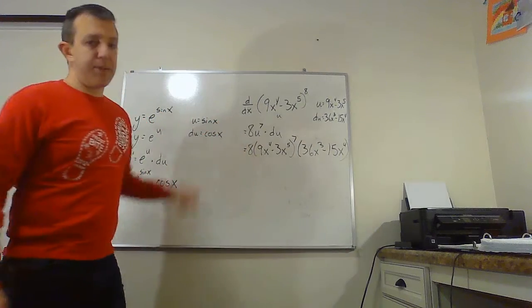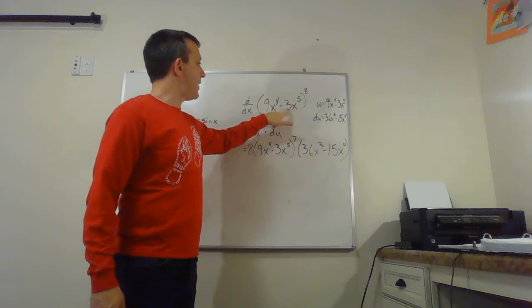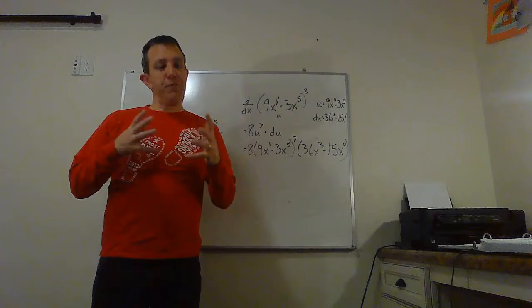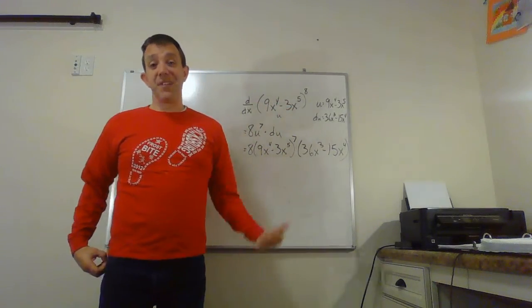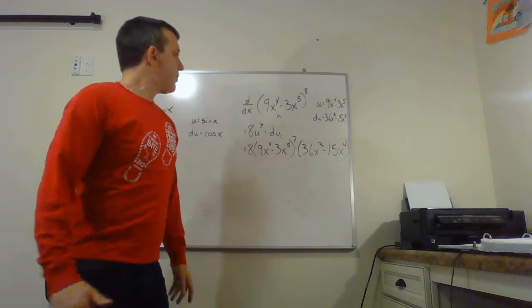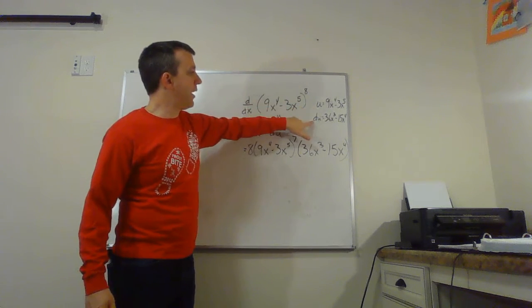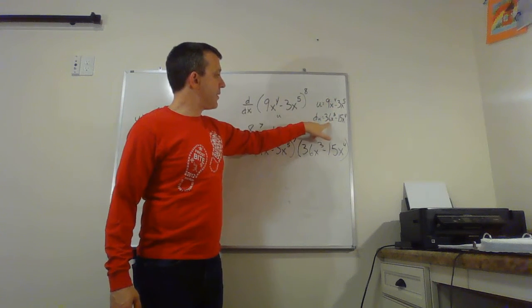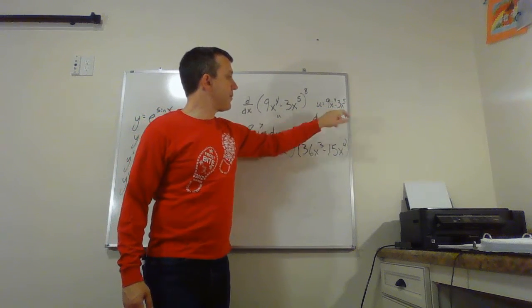Alright, next example. I want the derivative with respect to x of 9x to the 4th minus 3x to the 5th, all raised to the 8th power. Now this is just a polynomial. If you really wanted, you could expand these parentheses and then take the derivative of the polynomial. But does anybody really want to expand a set of parentheses with an 8th power on it? I don't think so. So I called u the inside of the parentheses. And you can see over here I have u and its derivative. So the derivative of 9x to the 4th: 4 times 9 is 36, and the power goes down to 3. Minus 5 times 3 is 15, and the power goes down to 4.